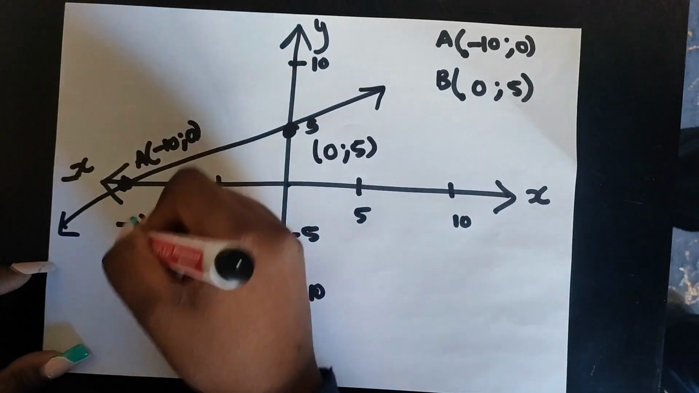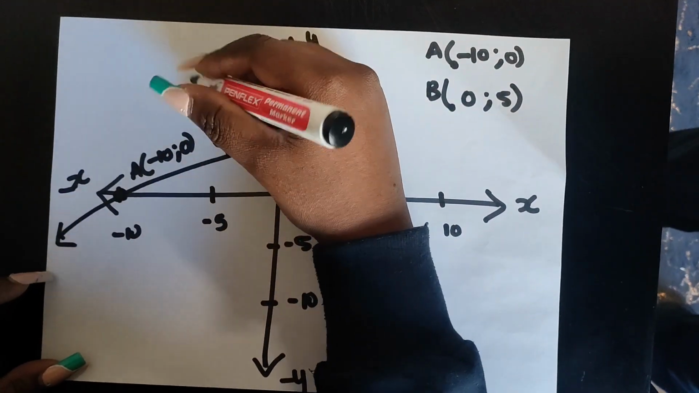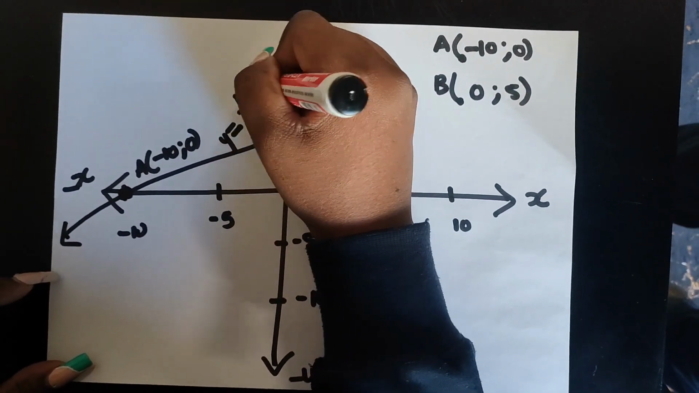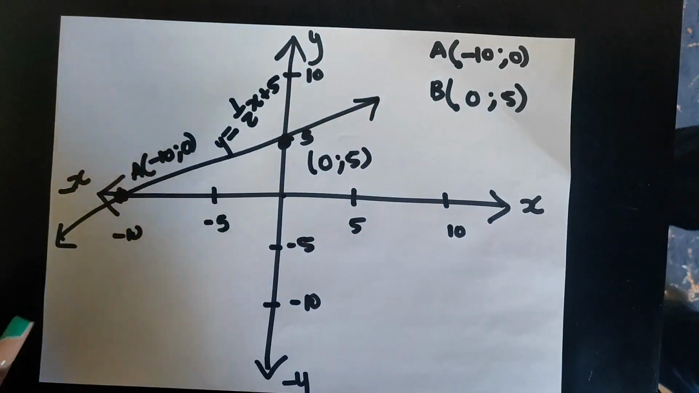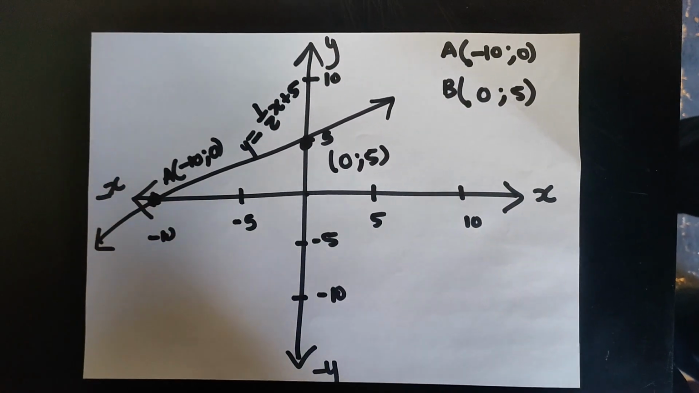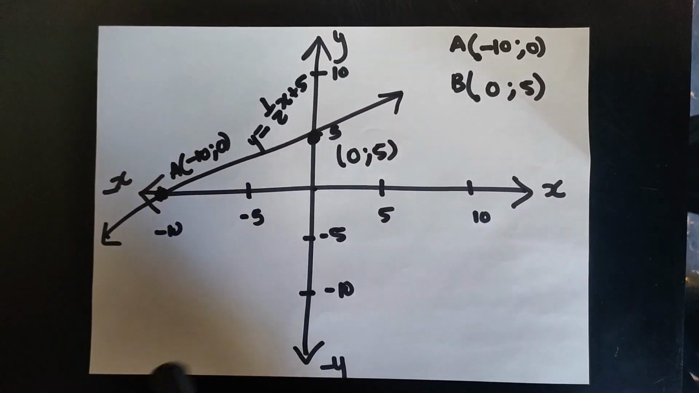And then we just write down here y is equal to 1/2x plus 5. That's how our graph looks.